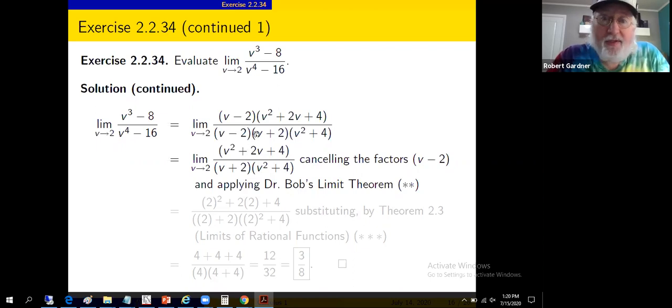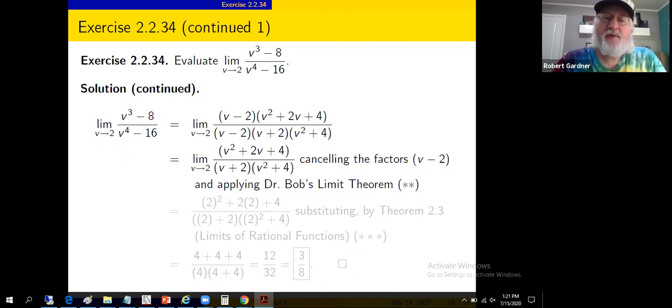Well, I can't plug 2 into this because I get 0 in the denominator. I plug 2 into this, and I don't know what I get. I don't get 0 in the denominator, so I'm good to go. There's some other places these two functions aren't defined, but that's where they're different. The only place they're different is at 2. And we're taking a limit as v approaches 2. So I don't really care what happens at v equals 2.